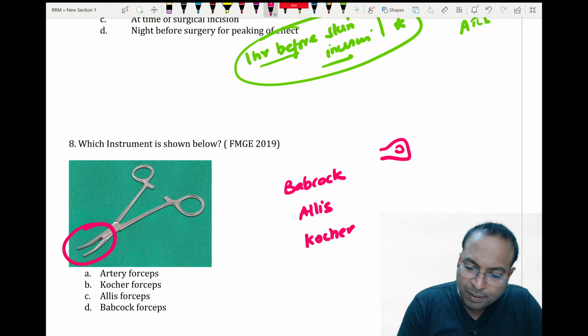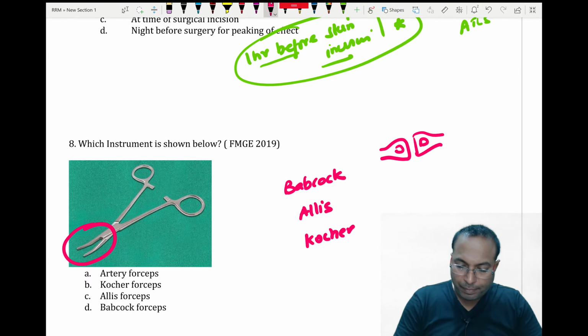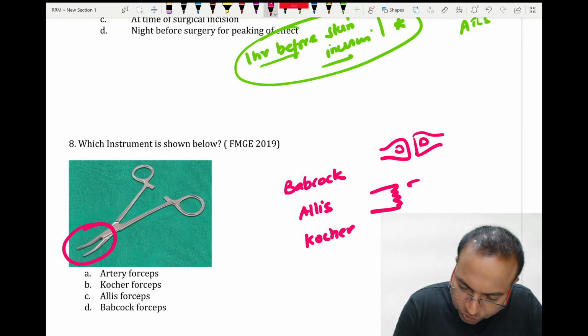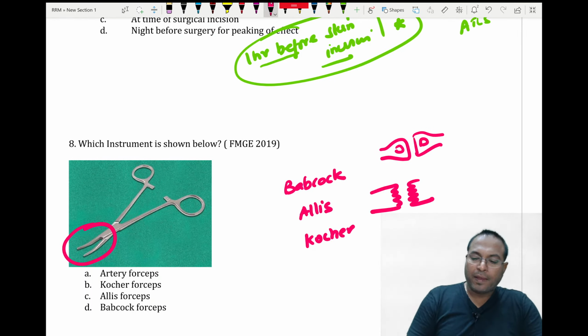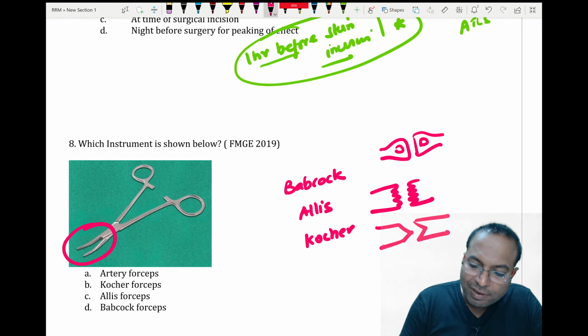Babcock instrument, the tip will be like this. The tip will be blunt, you can use it to handle the bowel. Allis will have a sharp tip like this. Kocher will have a single tooth only. Allis has multiple teeth, whereas Kocher has a single tooth.